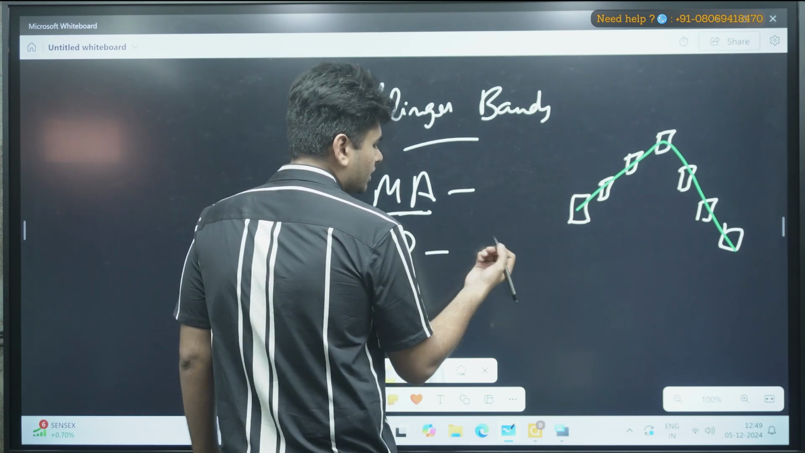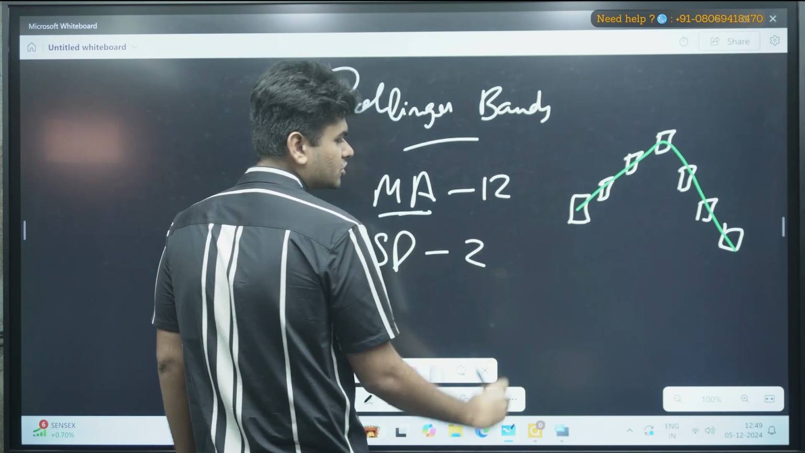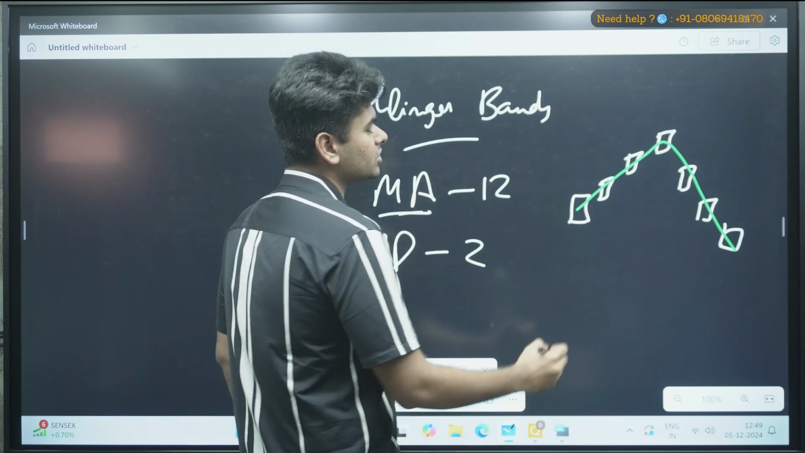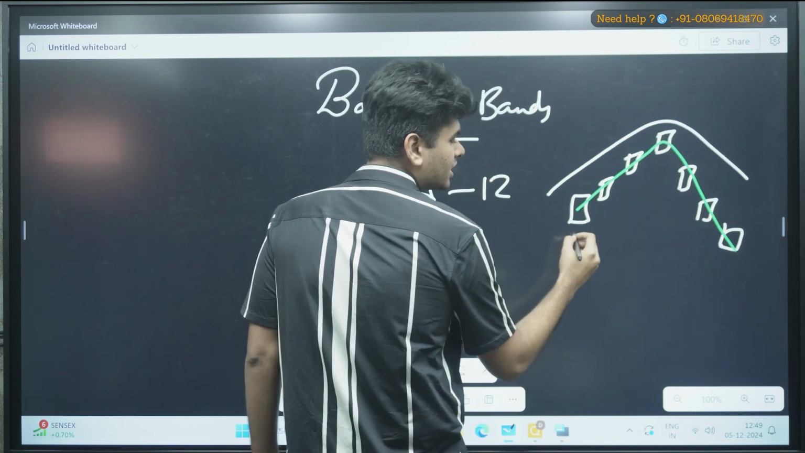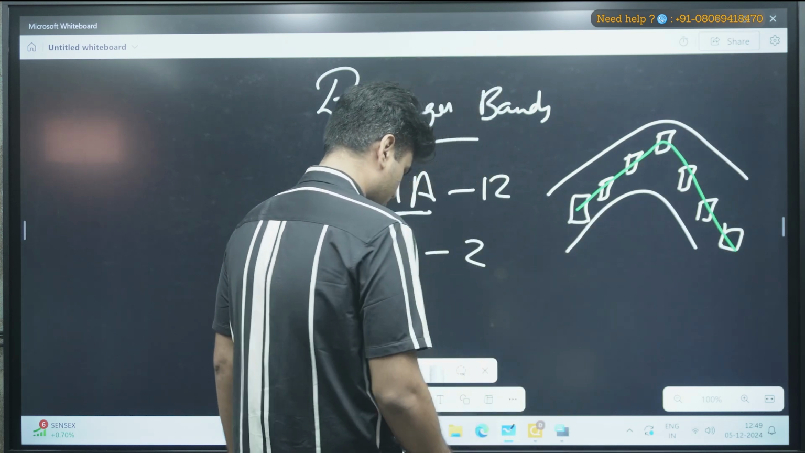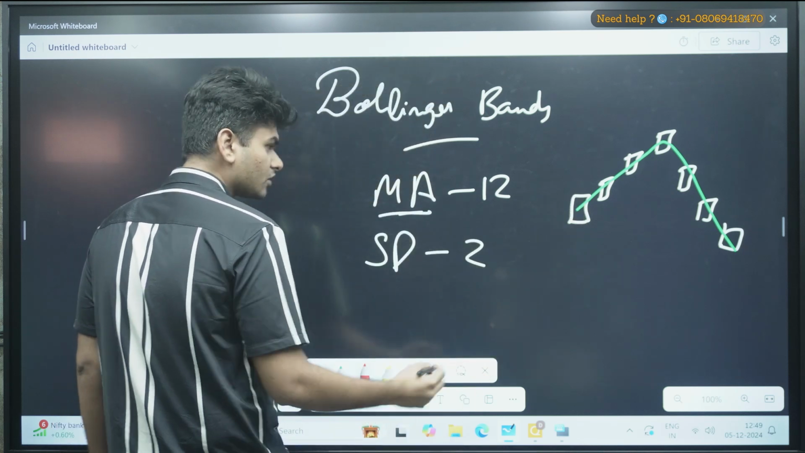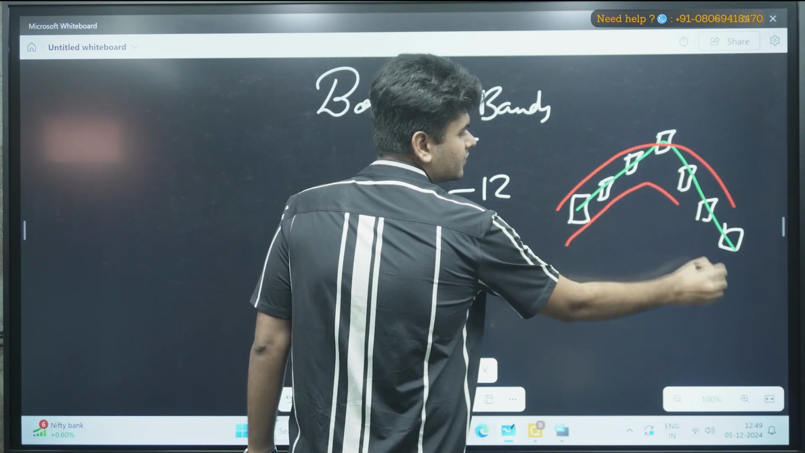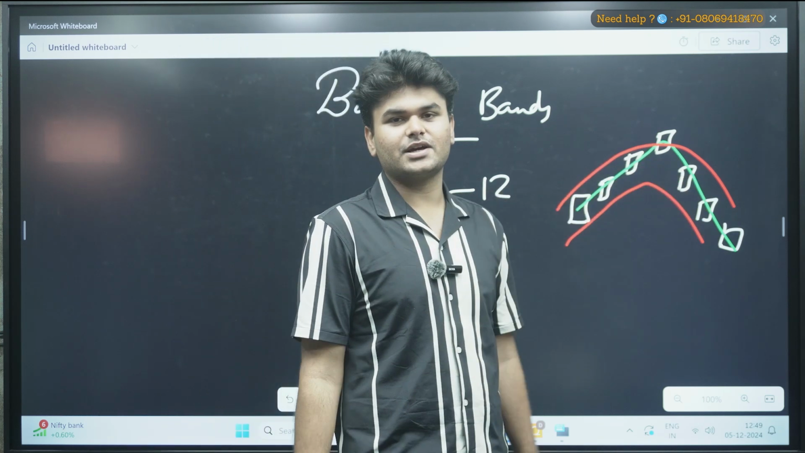Generally, if we talk about the parameters, the MA is 12 and the standard deviation is 2. So 2 standard deviations above the moving average and 2 standard deviations below the moving average. Let me just change the colors. So 2 standard deviations above and 2 standard deviations below. These are the bands which will be identified by the Bollinger.